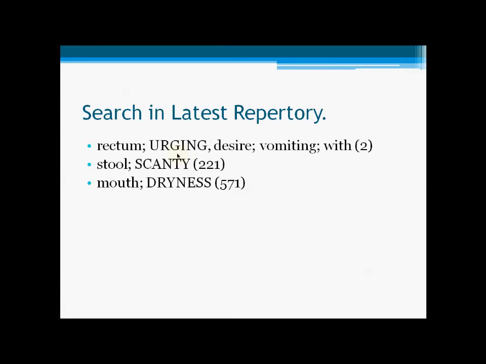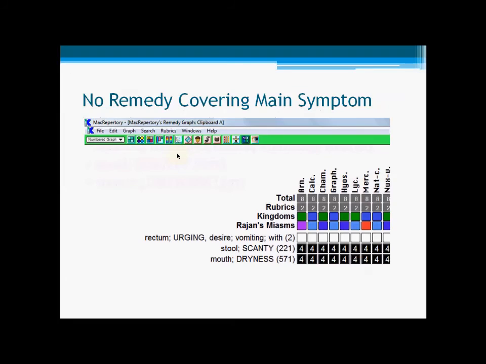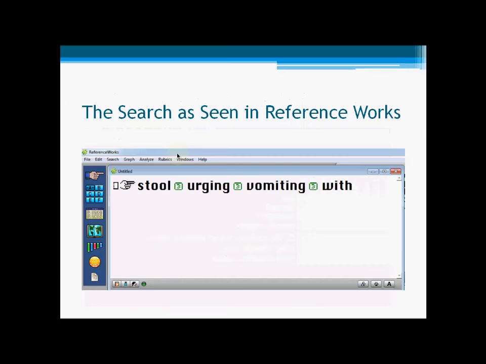Now what we can do, we search in the latest repertory. I'll just show you the repertorization I could get, and I took 3 rubrics. One is from the chapter rectum, urging desire vomiting with, the second is stool scanty, and the third is mouth dryness. And there was no remedy covering the latest rubrics. So I was wondering whether I should really give something from the specific remedies, the rare remedies, or should I really help her case with the help of a search in reference works?